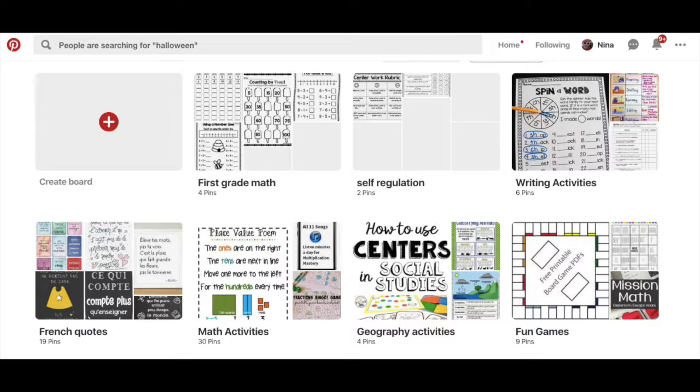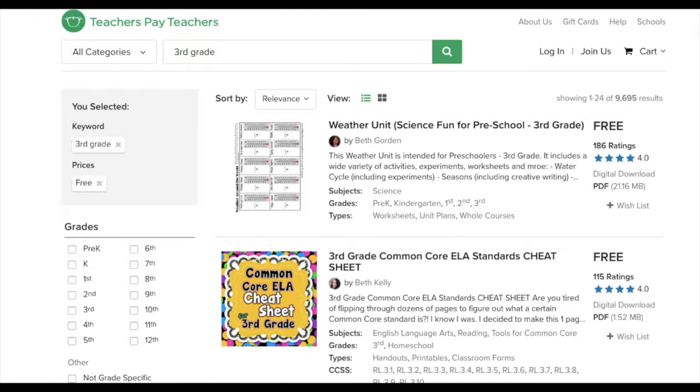So a lot of the time when I'm looking at planning a lesson, I usually get a lot of my ideas from a place like Pinterest, or there's also a really cool website called Teachers Pay Teachers where I can get lesson ideas as well.